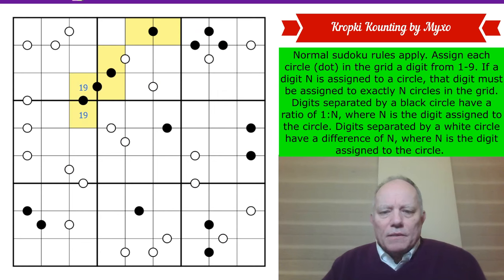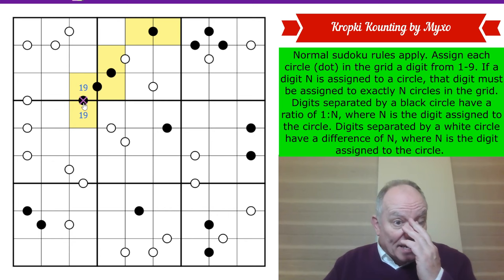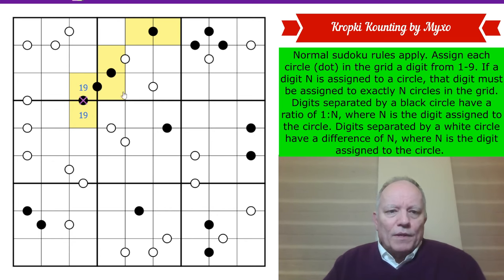Right, let's make nines pink X's on the dots. I don't know if you can see that clearly, but I've put a pink X on that black dot. Now, we still need two more in the yellow section. In fact, let's remove that from being yellow. This can be one.